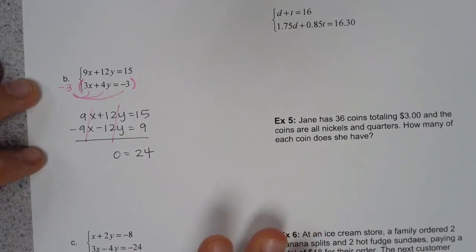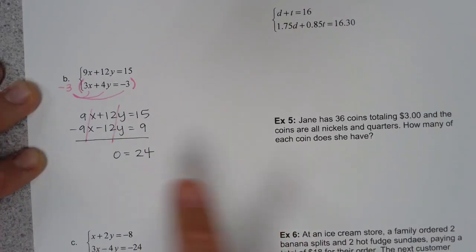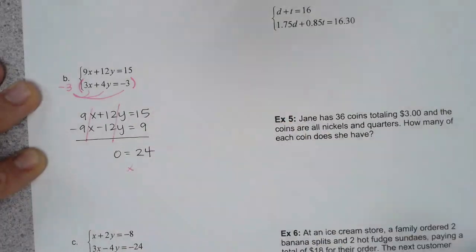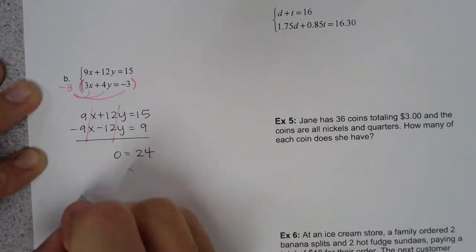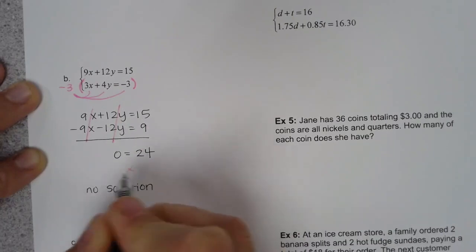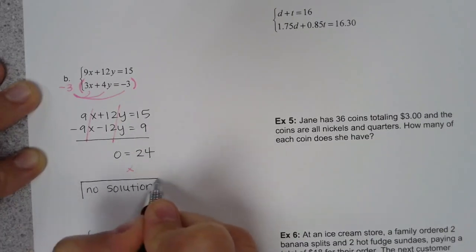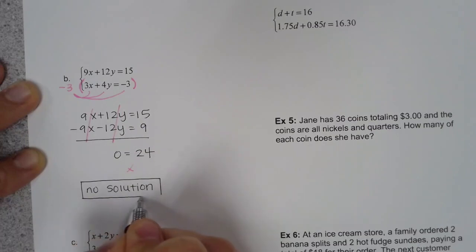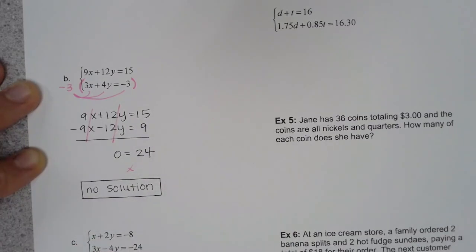And so remember, the x's crossed out, the y's crossed out. What you're left over with is not true, it's false. And so that's when the answer to the question is no solution. If you were going to graph these lines, they would be parallel to one another, they would never cross, and so the solution to the system would be that the system does not have a solution. The answer would be no solution.